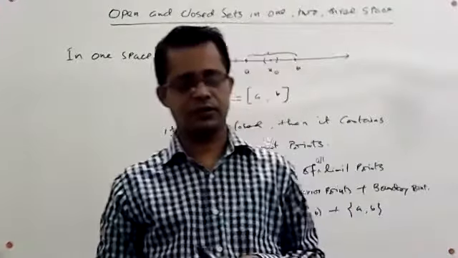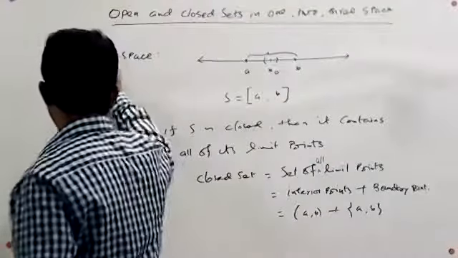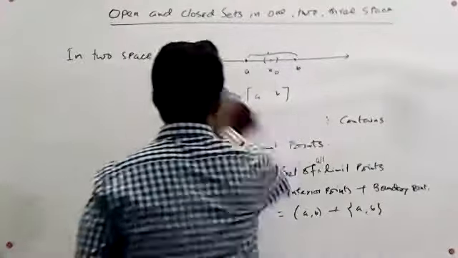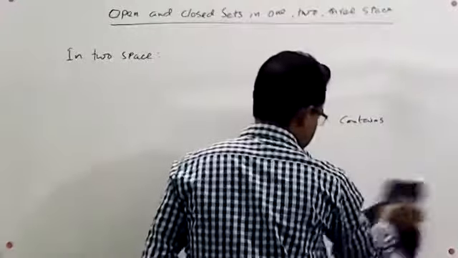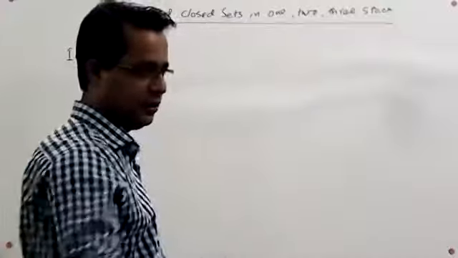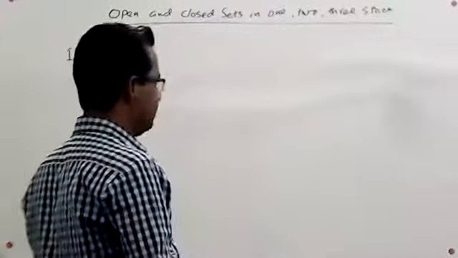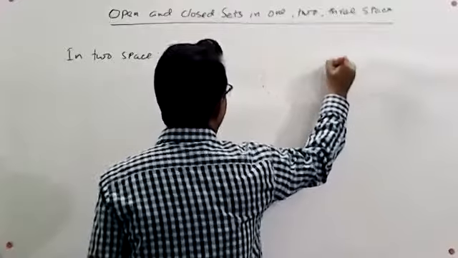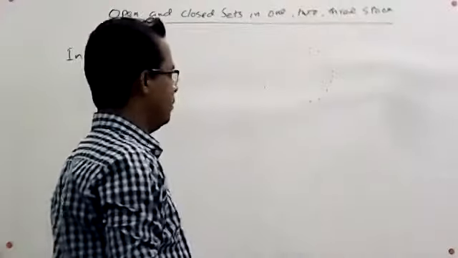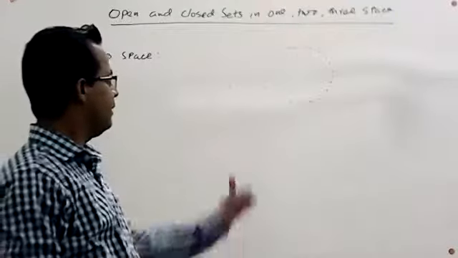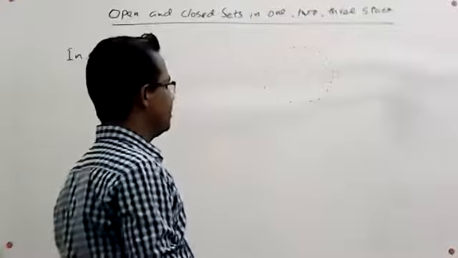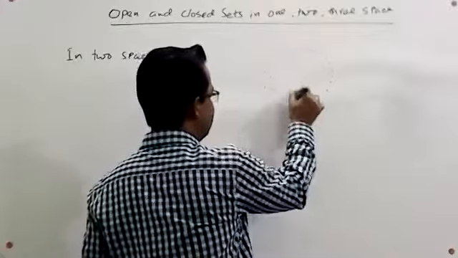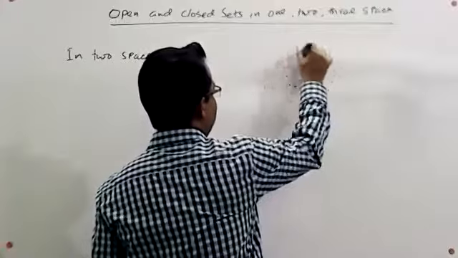Now we are going to discuss these sets in two space. In two space, actually, we are on a two-dimensional plane. Now, if we take a region on this plane bounded by this circular path, we see here this circular region contains some boundary points which are marked by red points, and inside these points are denoted by black points.